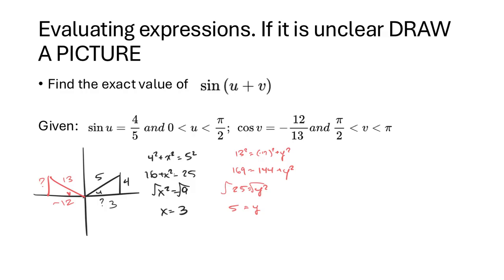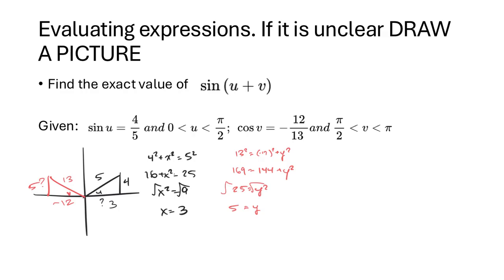And I did the same thing over here. 13, that's 13 squared, the hypotenuse, equals negative 12 squared plus y squared. I just chose y to be this leg here. And I solved, and you get y equals 5. I know it's positive because it's in the second quadrant. Sine is positive. So now I have lots of information here.